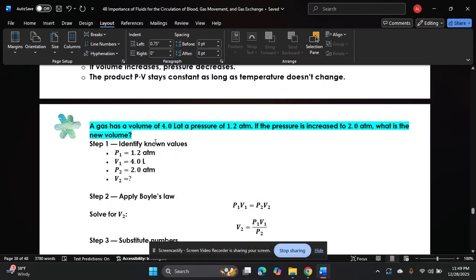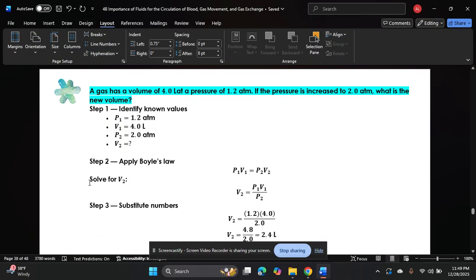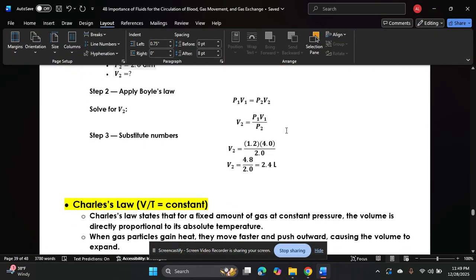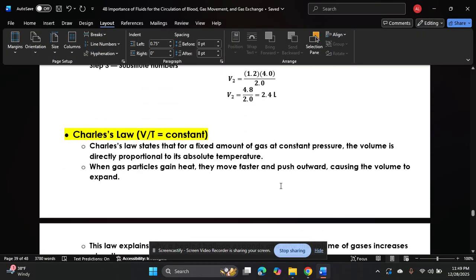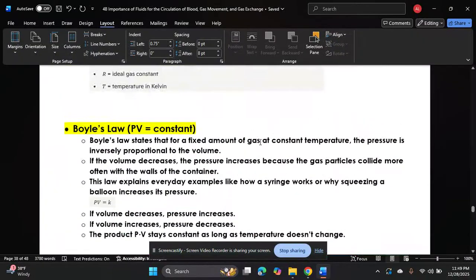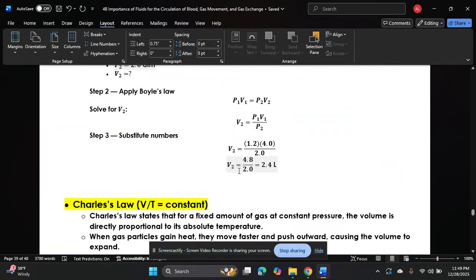A gas has a volume of 4.0 liters at a pressure of 1.2 atm. If the pressure is increased to 2.0 atm, what is the new volume? So P1 equals 1.2 atm, V1 equals 4.0 L, and P2 equals 2.0 atm. We have to find V2. All you have to do is plug in the values, and we'll find that it's 2.4 liters, okay? So Boyle's law is P1V1 equals P2V2, right?